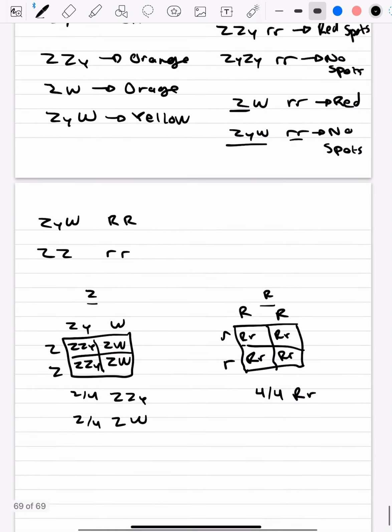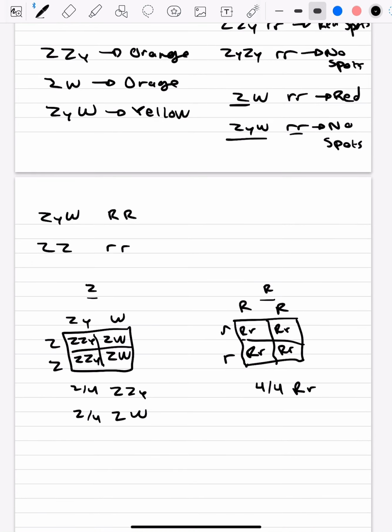Alright, so we have 2 out of 4 of them being females, 2 out of 4 of them being males, and we know that for the males they have Z, ZY. They have 1 dominant Z, so that is going to express an orange color. So 2 out of 4 of the males, or all of the males, are going to be orange.